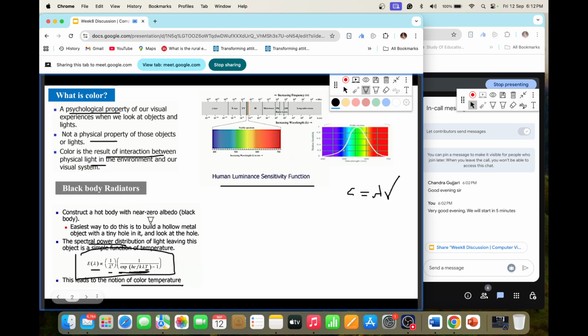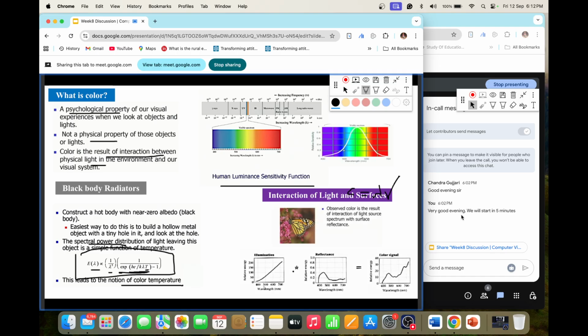This is an important thing related to light. Regarding computer vision, it is not so important, but this concept you should always remember, just like your EMW, or the electromagnetic wave spectrum. And then there is the interaction of light and surfaces.